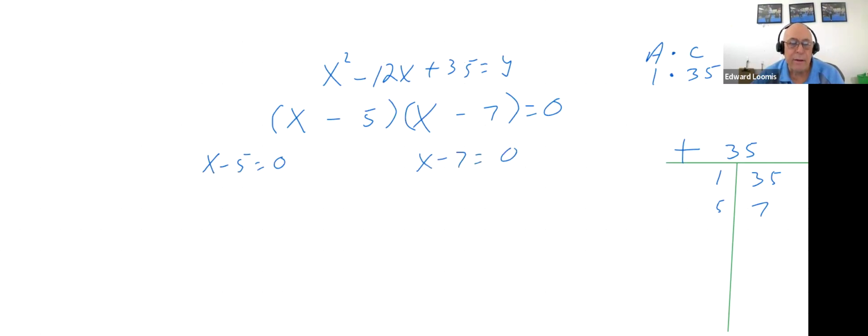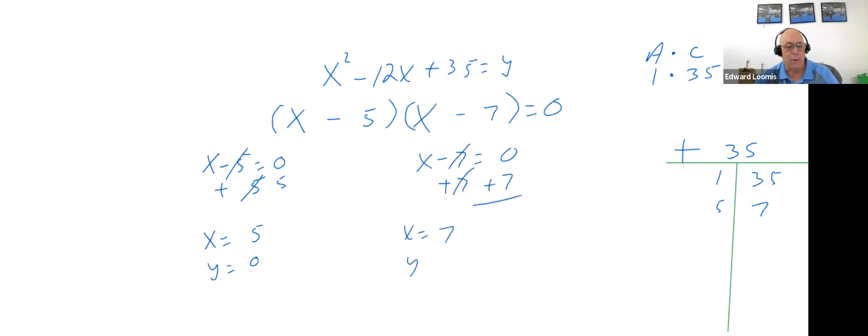Add 5 to both sides. Negative and positive 5, they cancel. X is 0 plus 5, which is 5 when my y is 0. X minus 7 is 0, so I'll add 7 to both sides. Negative and positive 7, they cancel. 0 plus 7 is 7 when my y is 0.